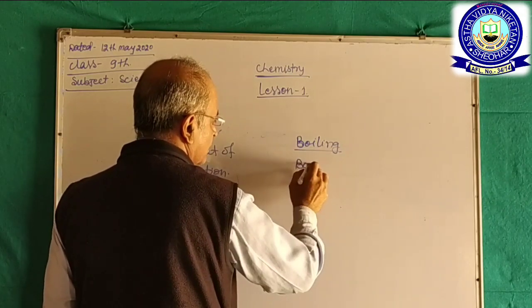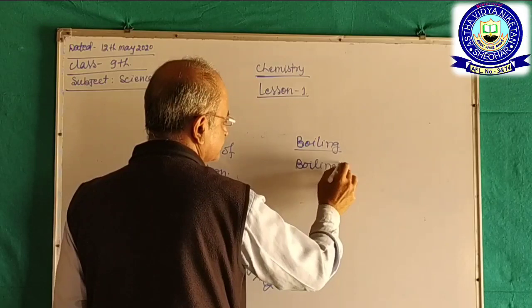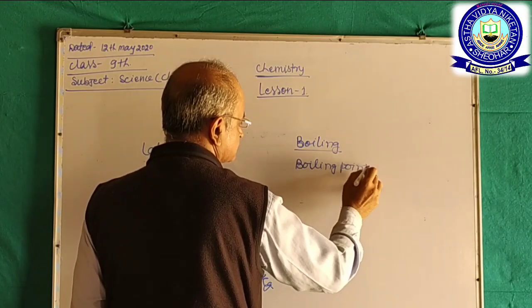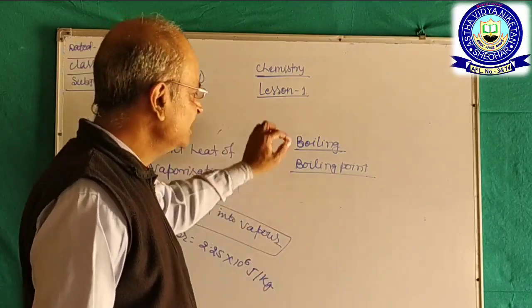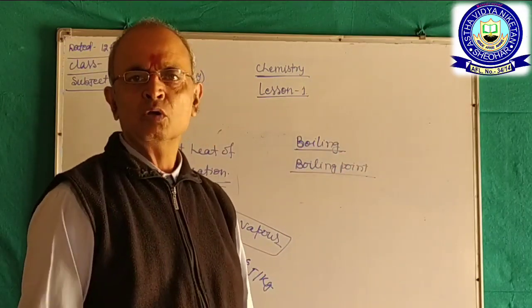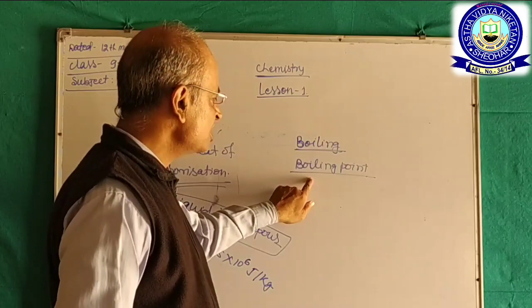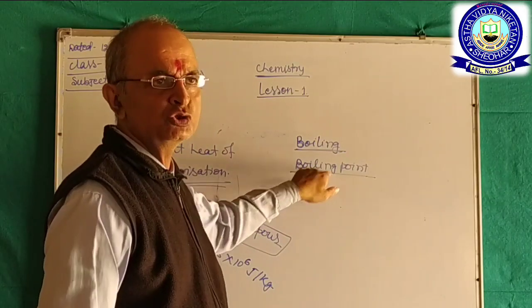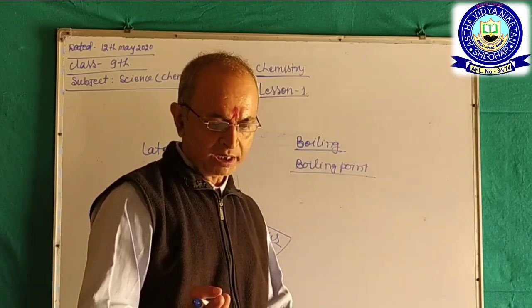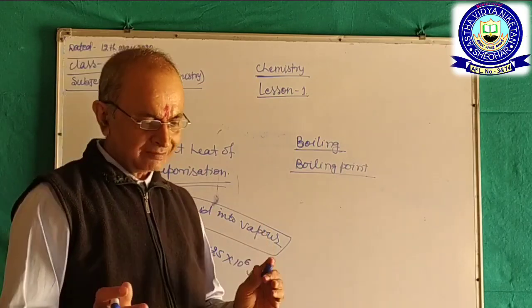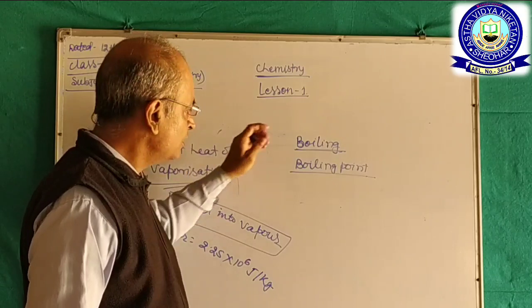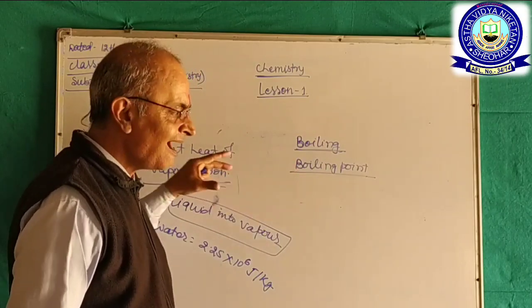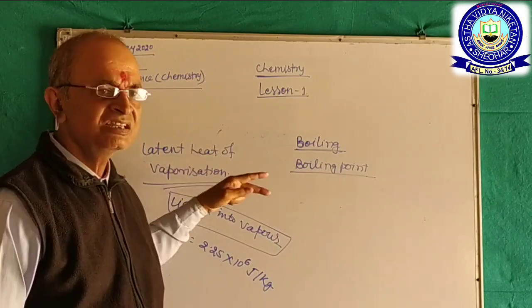And boiling point. Boiling: the process of changing liquid into gas is called boiling. And the temperature at which liquid changes into gas is called the boiling point. Melting or melting point, boiling or boiling point are phenomena of increasing heat.